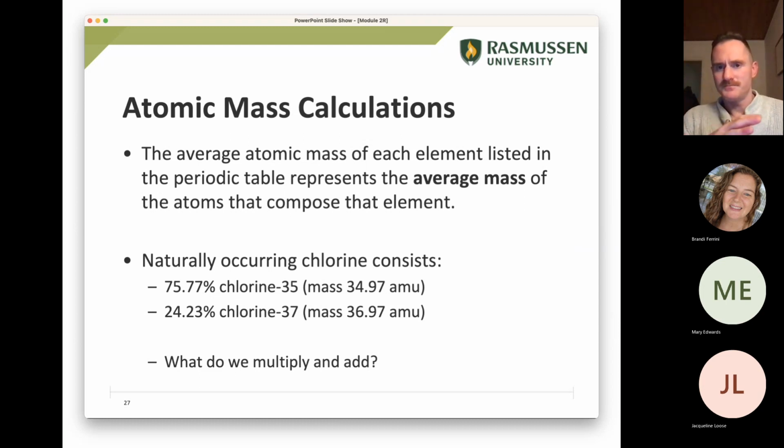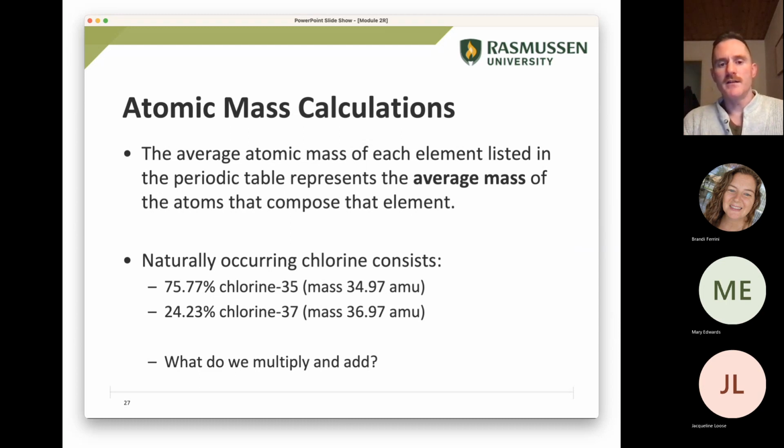Let's say we're looking at chlorine, and we look up in a textbook, and the textbook tells us that 75.77% of all chlorine is chlorine-35, and 24.23% of all chlorine is chlorine-37. And we get these masses.